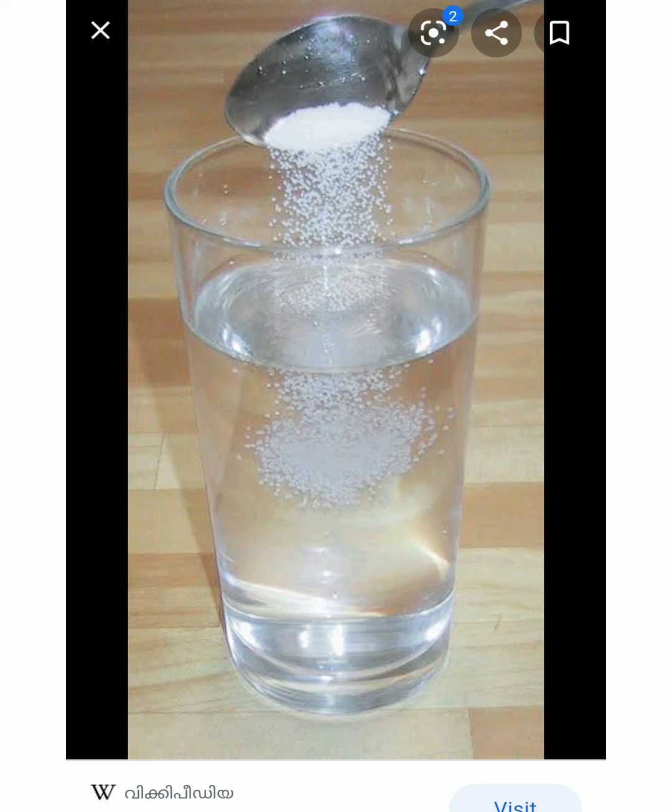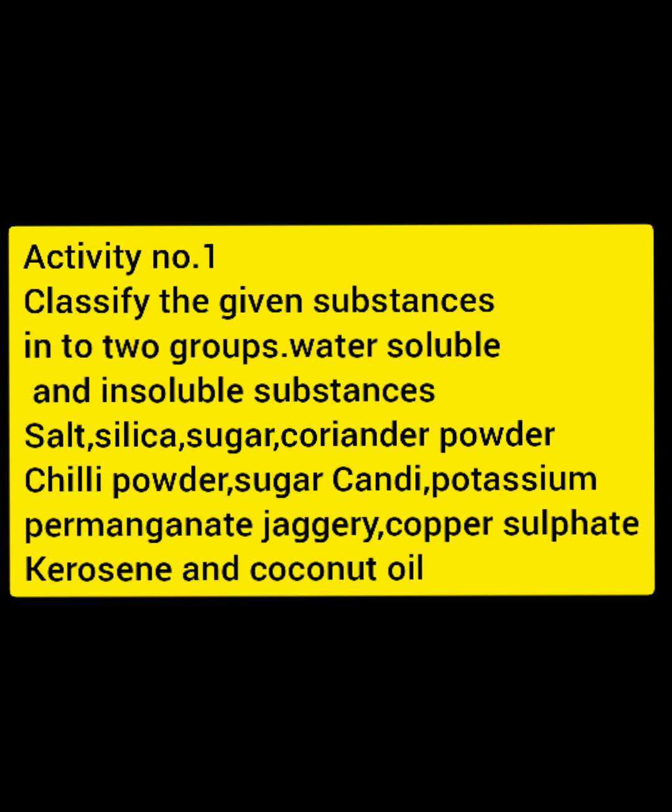So, our first activity is here. Activity number 1. Classify the given substances into two groups, that is water soluble substances and water insoluble substances: salt, silica or sand, manal, sugar, coriander powder, chili powder, sugar candy, potassium permanganate, copper sulfate, kerosene and coconut oil. This is activity number 1. Write your observations and inferences in your science notebook.